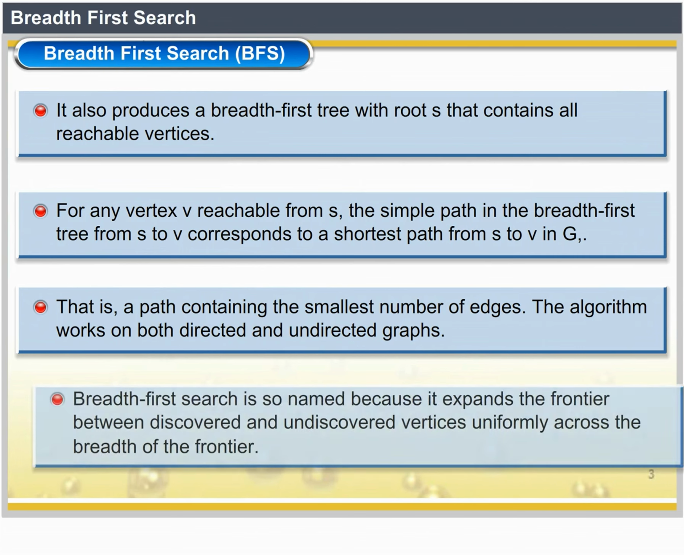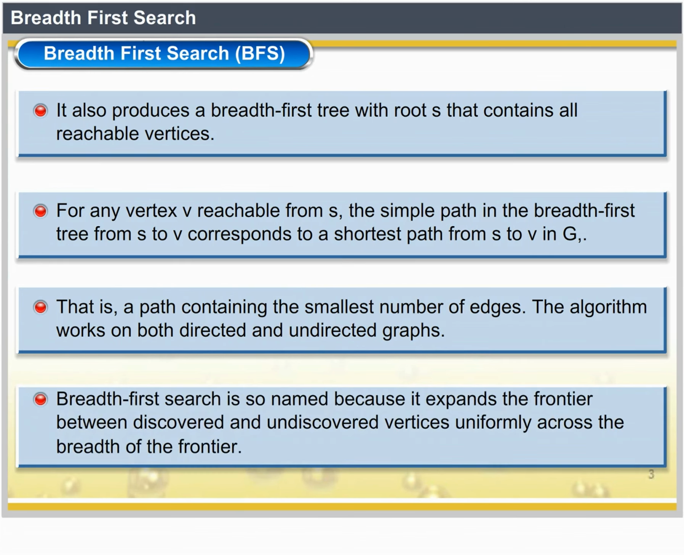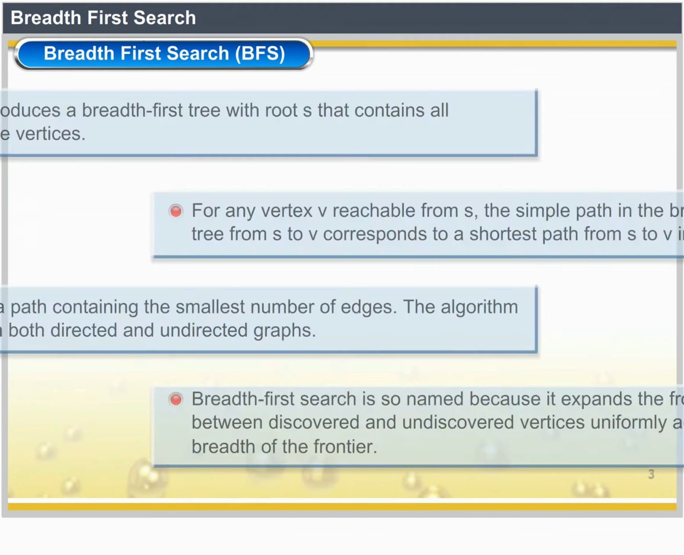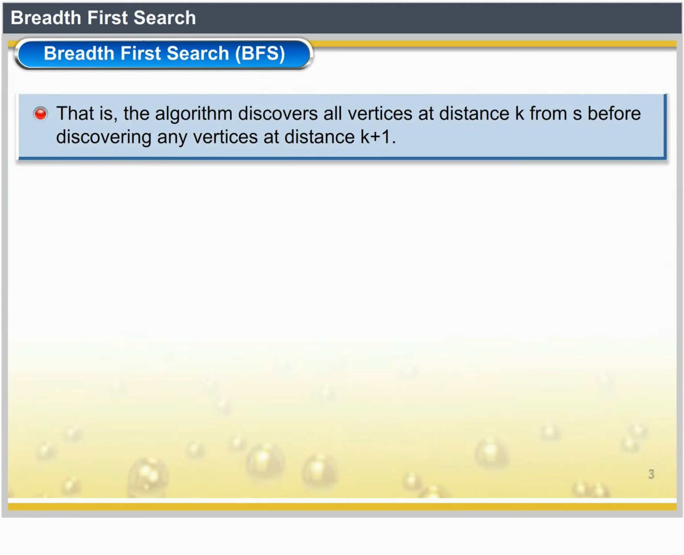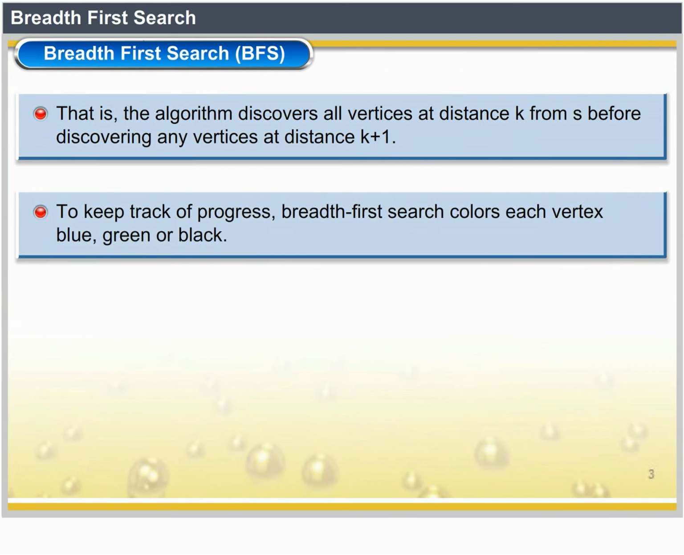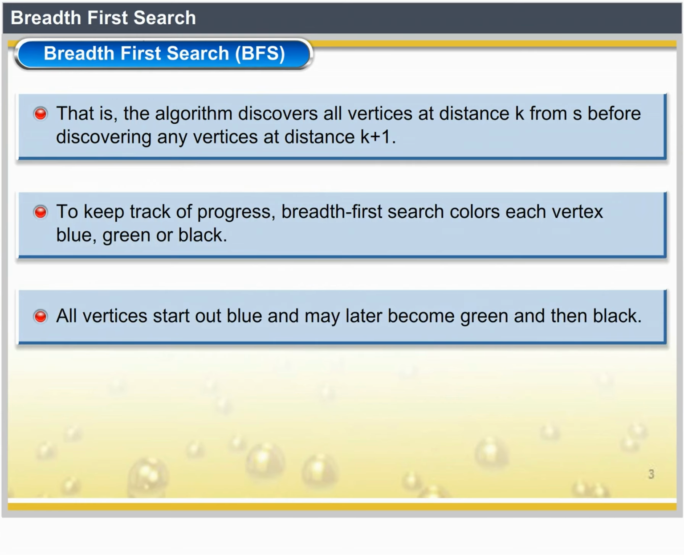Breadth first search is so named because it expands the frontier between discovered and undiscovered vertices uniformly across the breadth of the frontier. That is, the algorithm discovers all vertices at distance k from S before discovering any vertices at distance k + 1. To keep track of progress, breadth first search colors each vertex white, gray or black. All vertices start out white and may later become gray and then black.